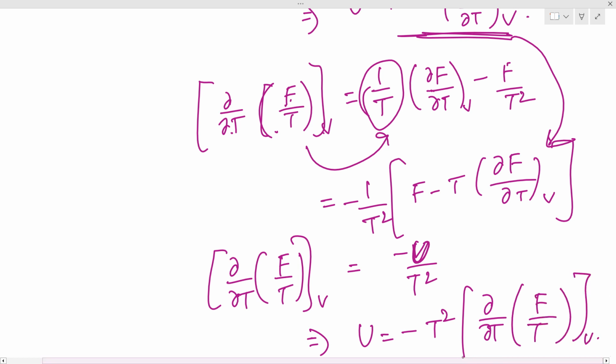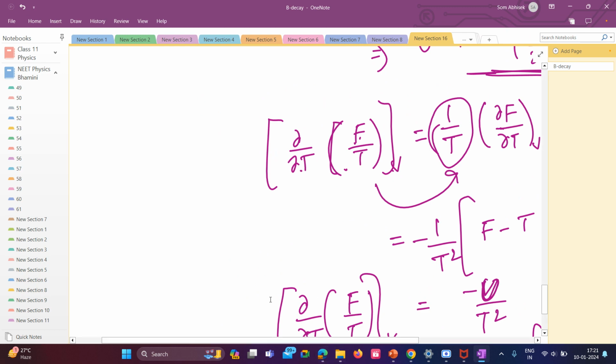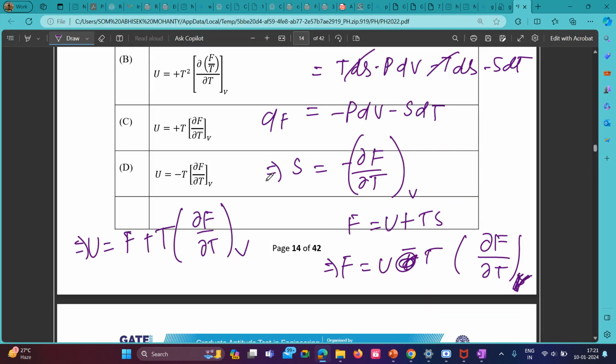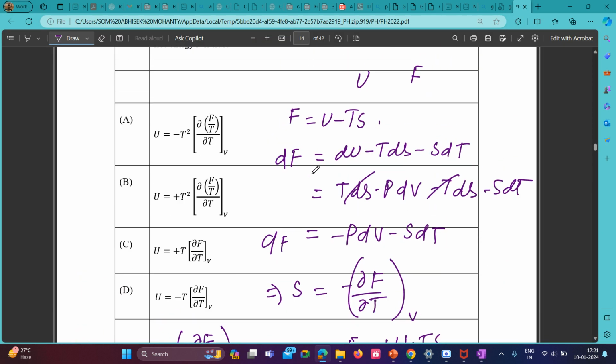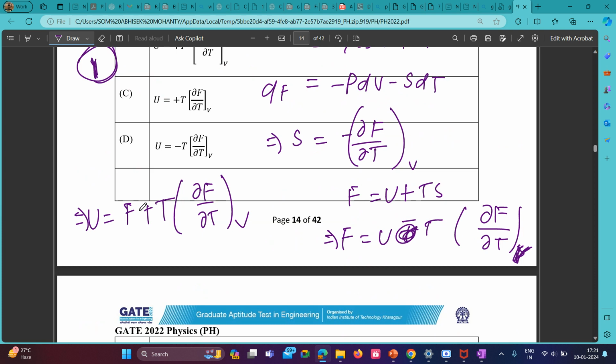This is the equation. Let's check whether it is there in the options. See, it's option A. Very easy, not hard. You can easily do these questions. 1 mark, thermodynamics. Right. Next question.